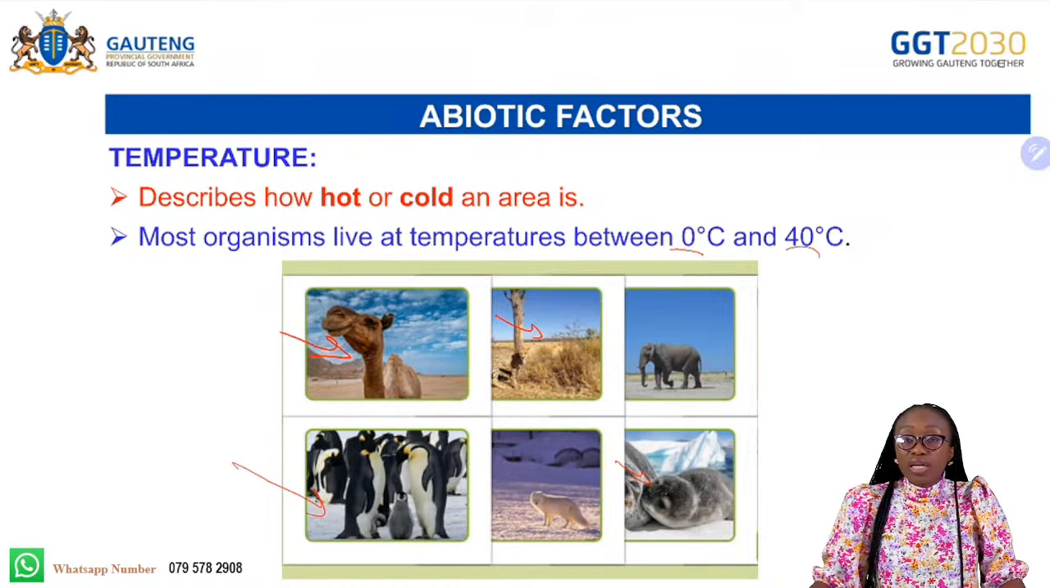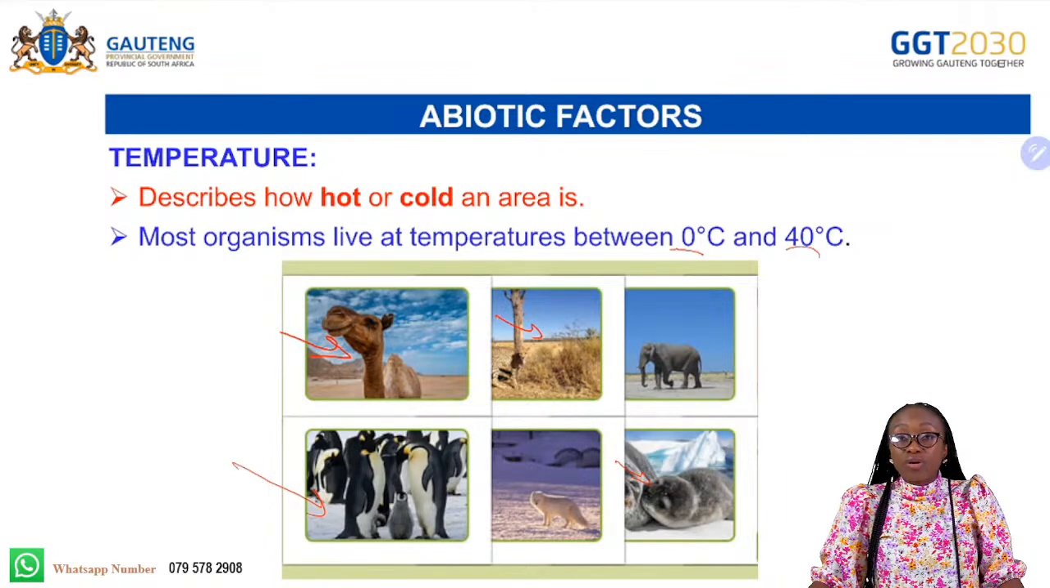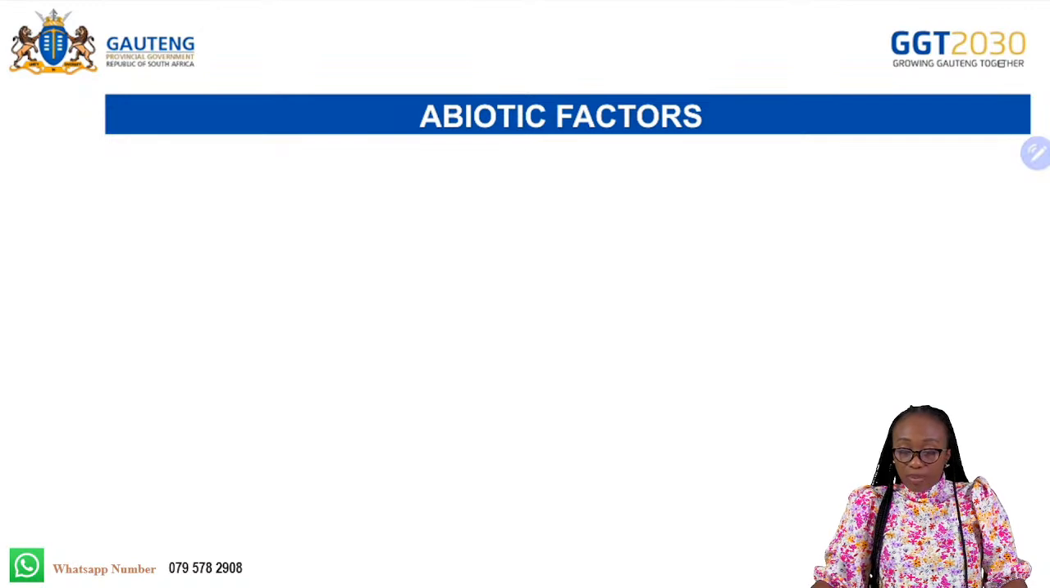So temperature is an important factor because it determines what kind of organisms are going to live in that particular area, be it a very cold area, a very hot area, or a moderately warm area. So temperature is a very important abiotic factor.